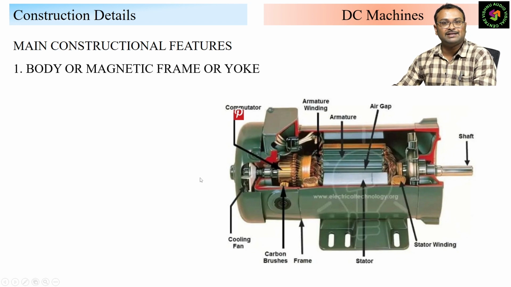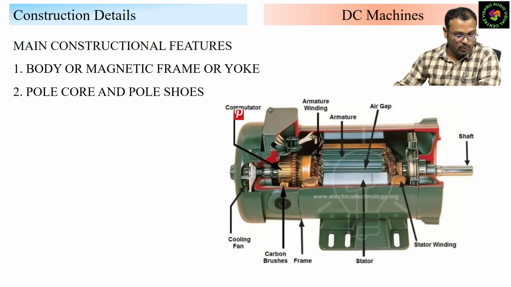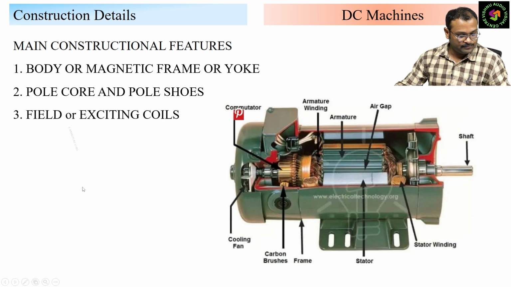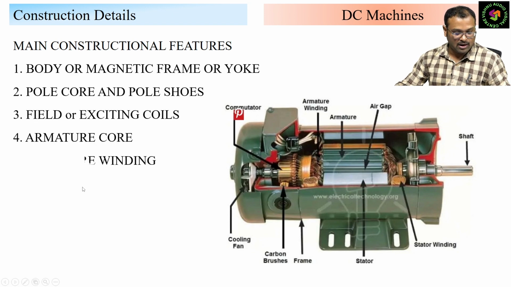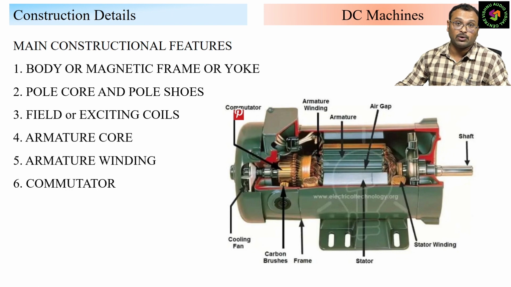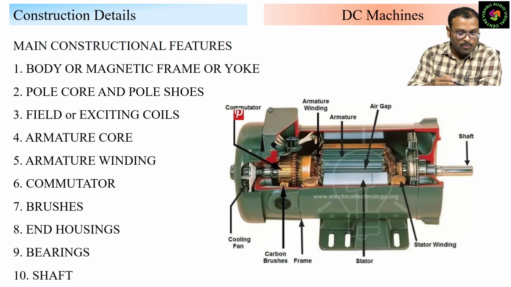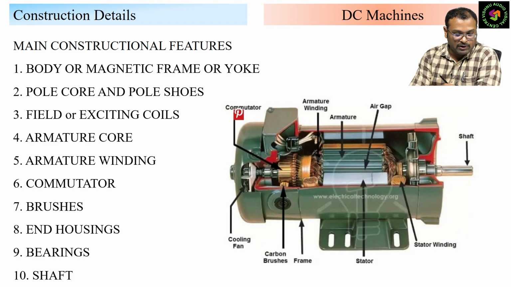The first one is the body, magnetic frame or yoke, and then pole core and pole shoe. Then we will see the field and exciting coils, armature core and armature winding. Then the commutator, which is the most important part in the DC machine, and then brushes, end housings, and finally the bearings and shaft. Whatever components are available, we are going to check them one by one: what is the purpose of each component and what it is made of.